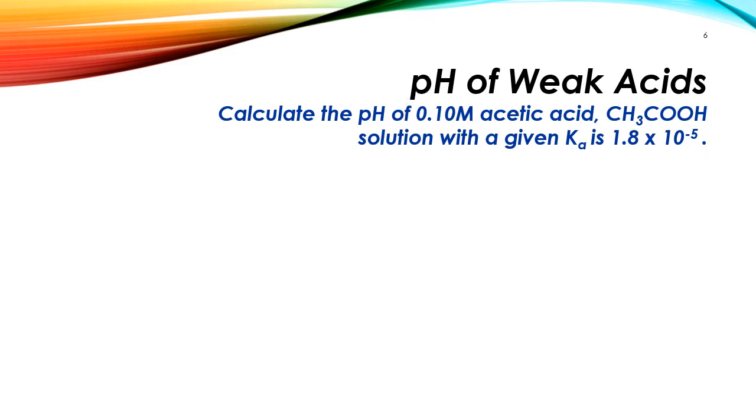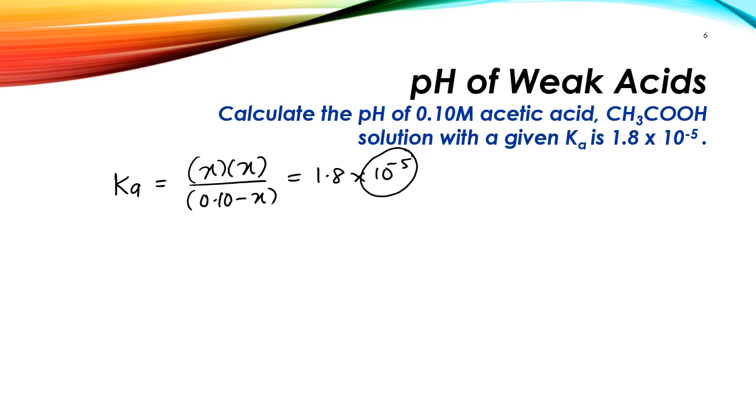From the expression, we have obtained that Ka equals X divided by 0.1 minus X, which equals 1.8 exponent negative 5. Since the value of Ka is exponent negative 5, we can assume this value is very small.